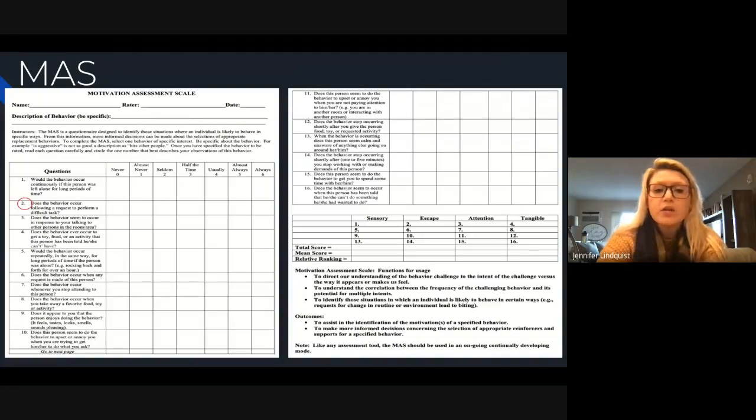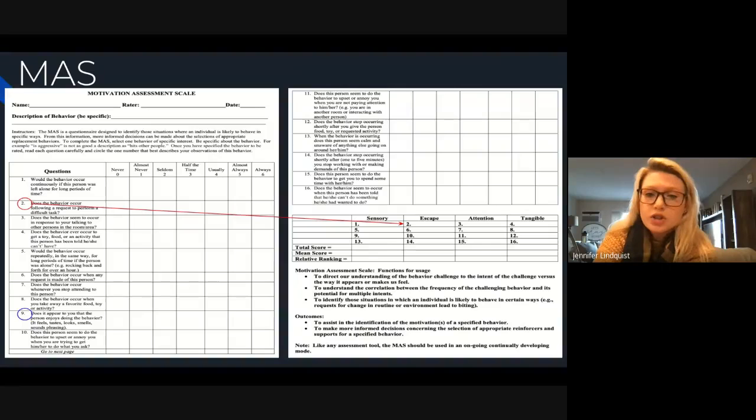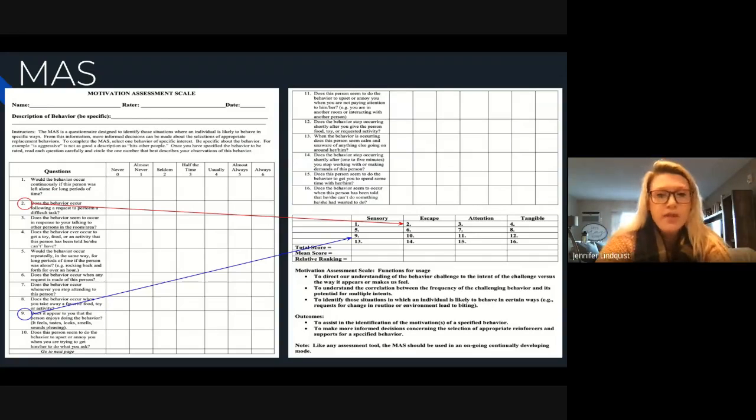So for this one, when you're recording the scores at the end, the number 2 question and the number 9 question, the 2 would go with the 2, and that would help you know that it's an escape function. And the 9 would go with the 9, and that would help you know that it's a sensory function. So you just plug in those numbers in those boxes at the end, and that helps you know which function is more prevalent for that behavior.